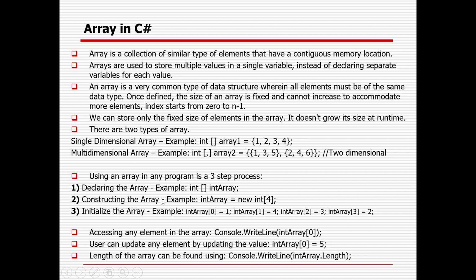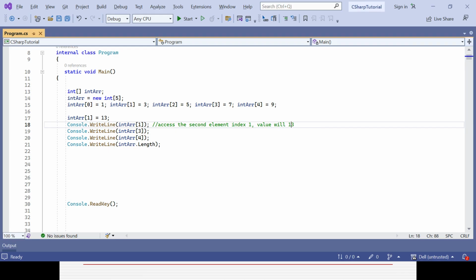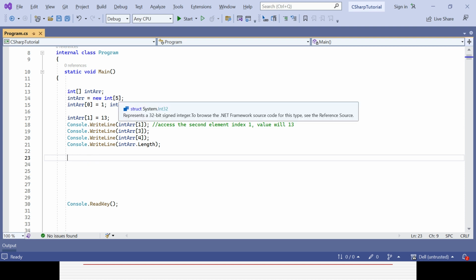Okay, so this is the one process for declaring the array, constructing the array, initializing the array. Then you can access any element value of the array. You can update any element value n number of times. You can get the length of the array with the help of the Length property available in the array class. Now you can display or print the values of the whole array, where the array size can be dynamic. Instead of 5, it can have 10, 20, it does not matter.